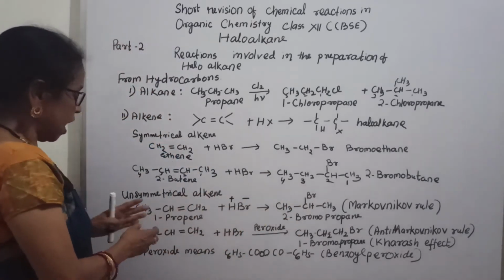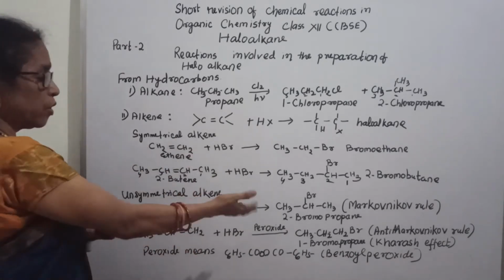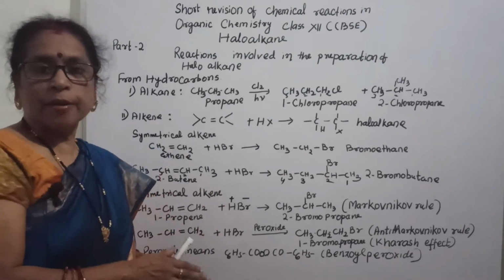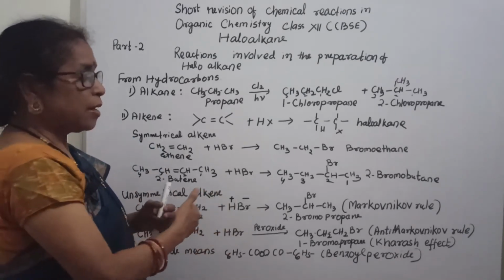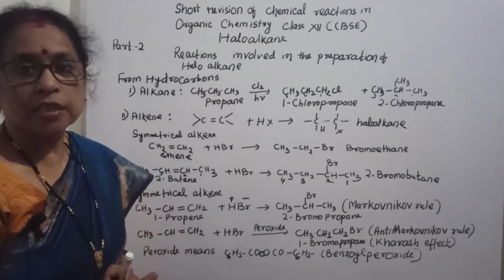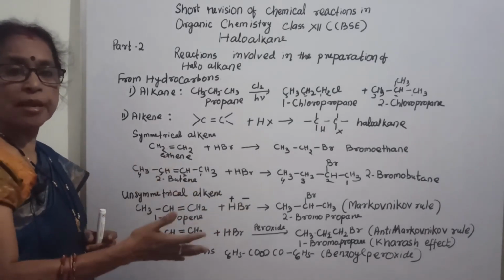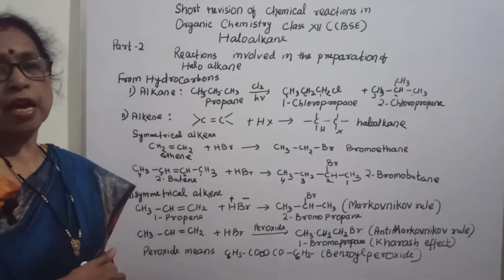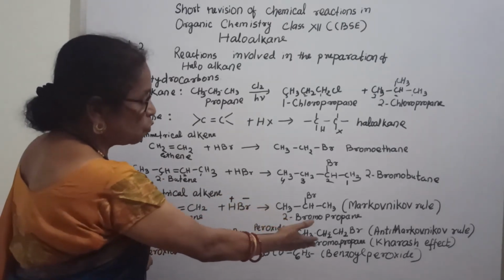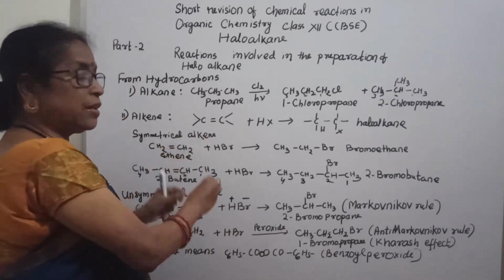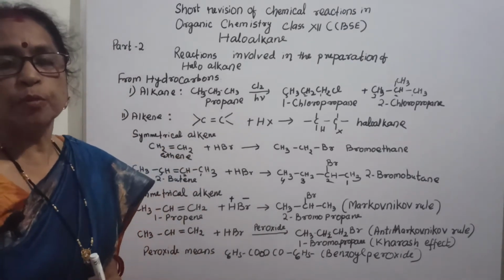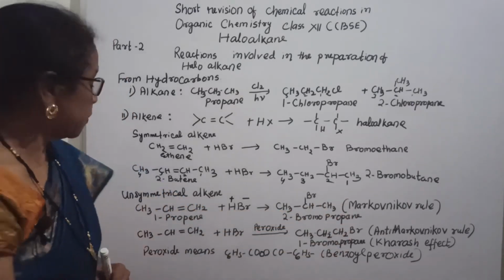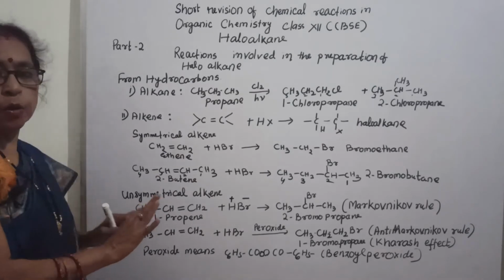That means, how can you get 1-bromopropane, and how can you get 2-bromopropane? According to Markovnikov's rule, and according to anti-Markovnikov's rule, which is called the Kharasch effect, named after the scientist Kharasch, because he first applied benzoyl peroxide and got 1-bromopropane. So this is very, very important: how can you get 1-bromopropane as the major product, and how can you get 2-bromopropane as the major product from 1-propene? I hope it is clear.